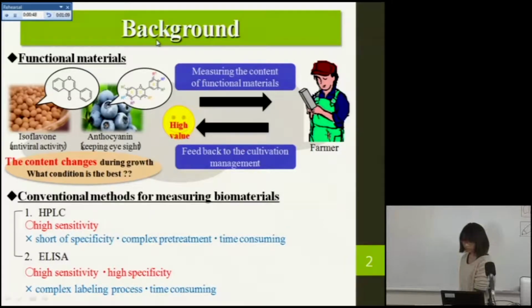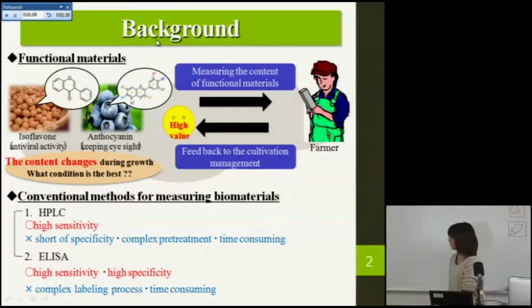So, what condition is the best for growing crops containing much functional materials? If we can measure the content of functional material in the field and feed back to the cultivation management, we will be able to estimate the optimal condition and harvesting time.